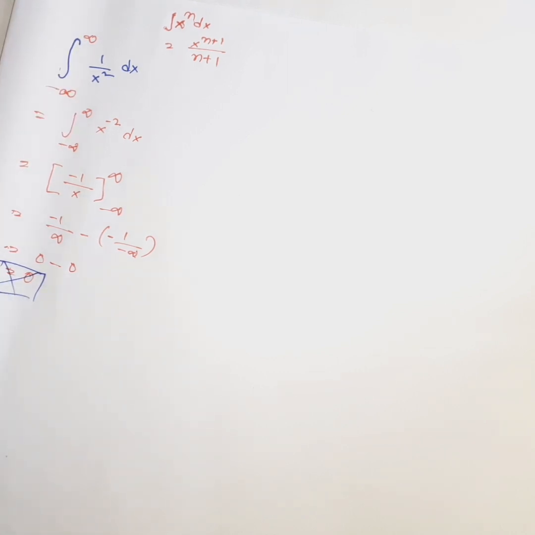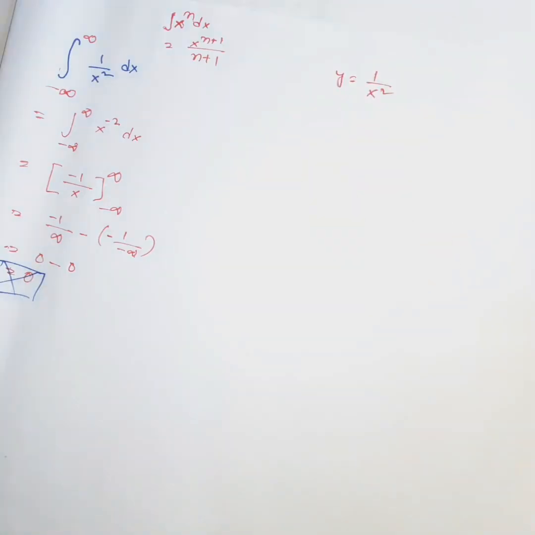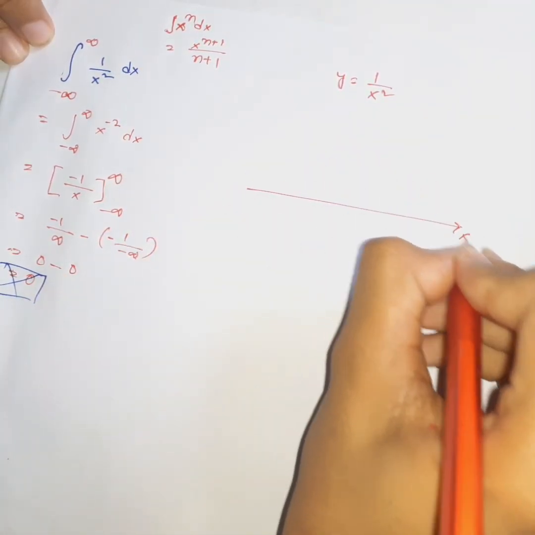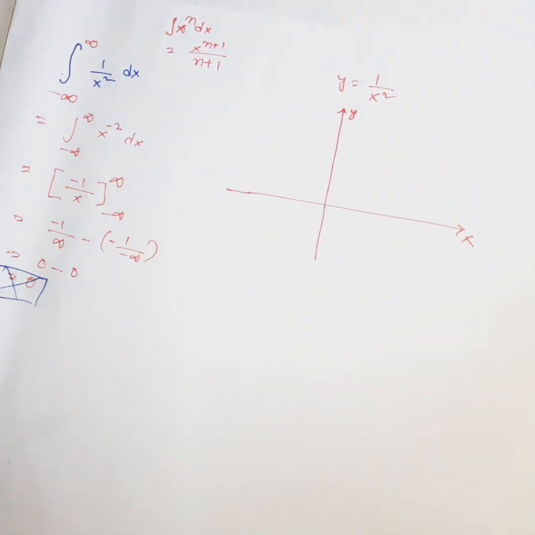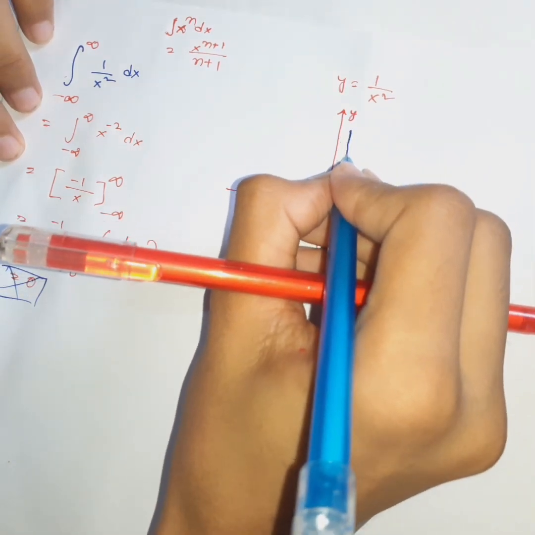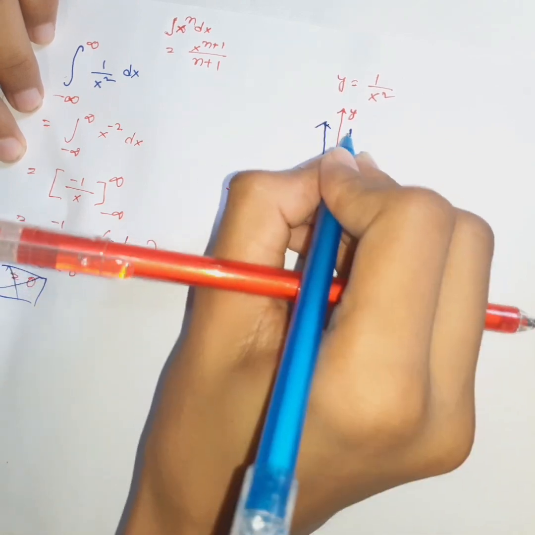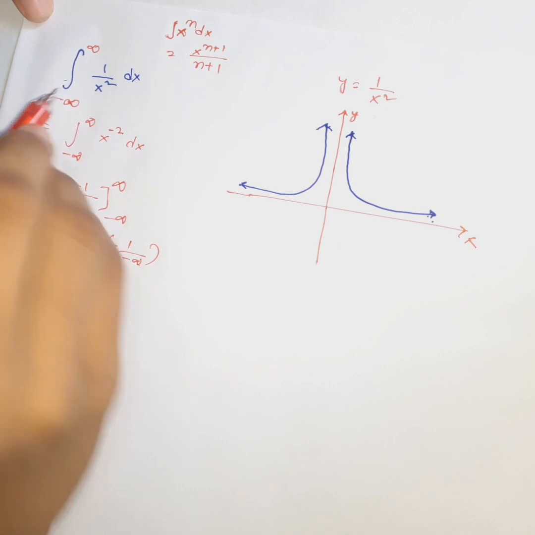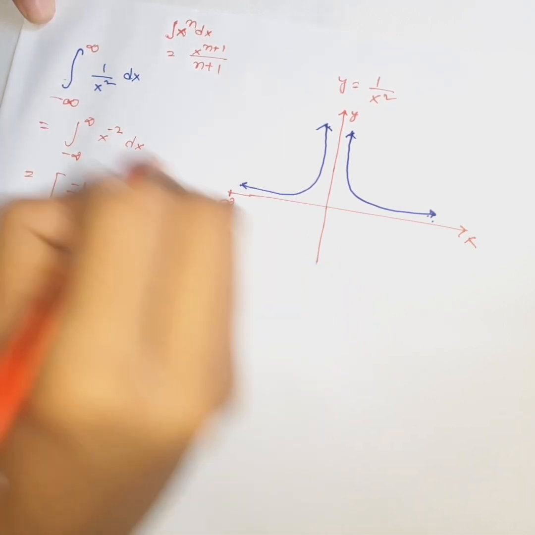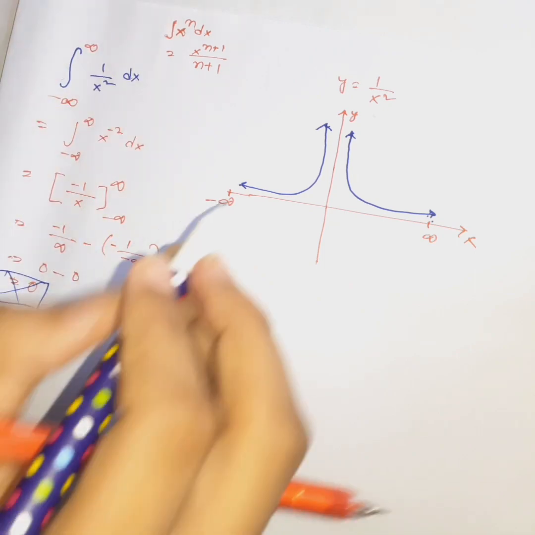Before knowing why this is wrong, let's see the graph of this function y equal to 1 over x square. Let's see, this is x-axis, this is y-axis, and the graph is like this. Now see, we are integrating from negative infinity. Suppose here is negative infinity to infinity, so the area is this.